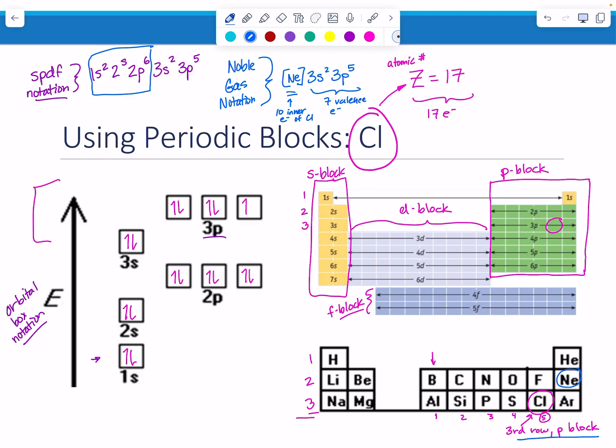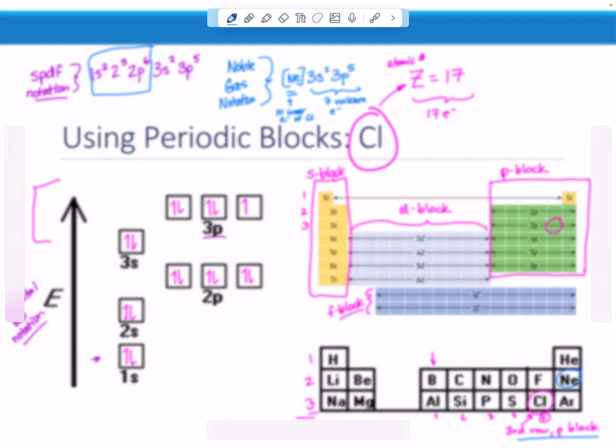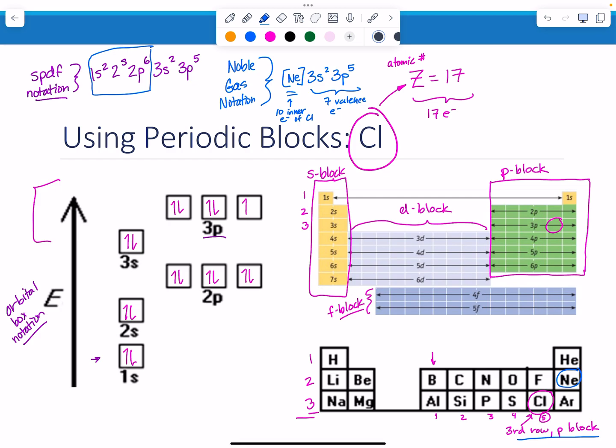All right, so we have our 3 different notations, and they all say the same thing. They all give us the same information. It's just different representations that condense it and put it into more shorthand. Our valence electrons are going to be the ones that are responsible for the chemical properties of the element, or the most responsible. We can predict behavior based on how many valence electrons there are.